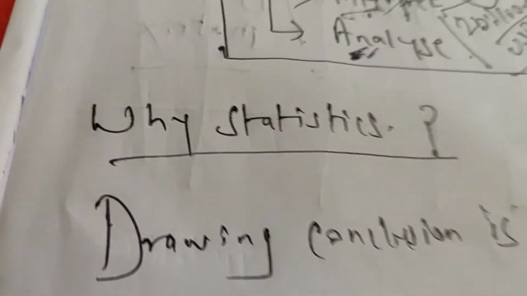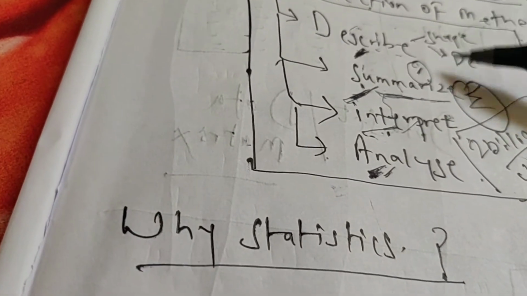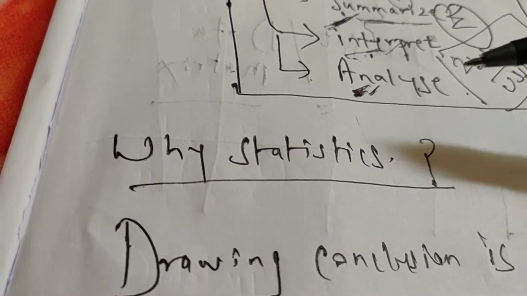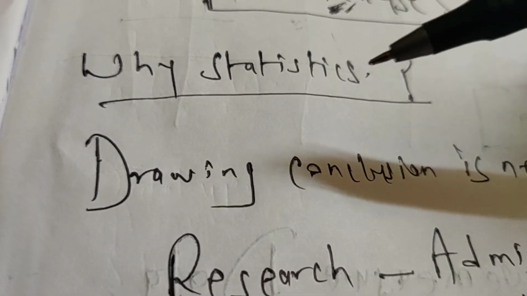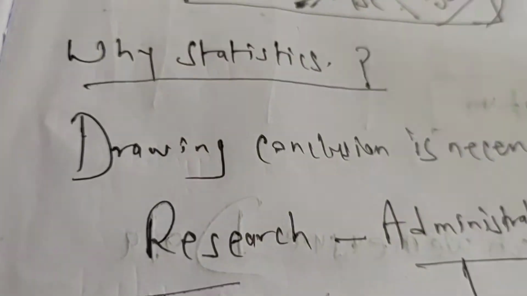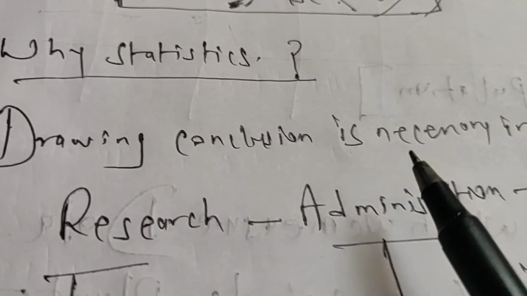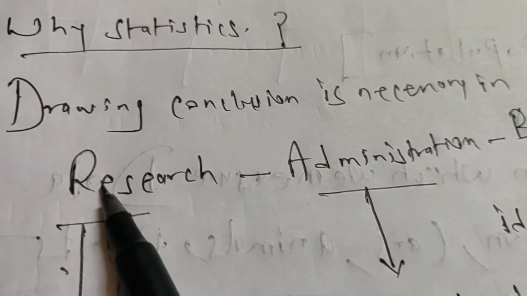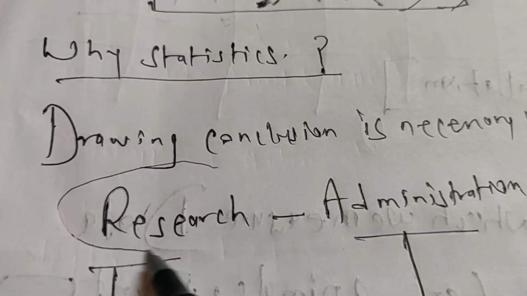So now let's move to why statistics. As we have known by now, statistics helps us to describe, summarize, interpret, and analyze. So definitely whenever we deal with data, whenever there are data points related to us, statistics is pretty important. So I'll just repeat, statistics helps us to draw conclusions. So conclusion is very necessary. And for example, let's discuss some fields and areas where statistics plays a very important role.